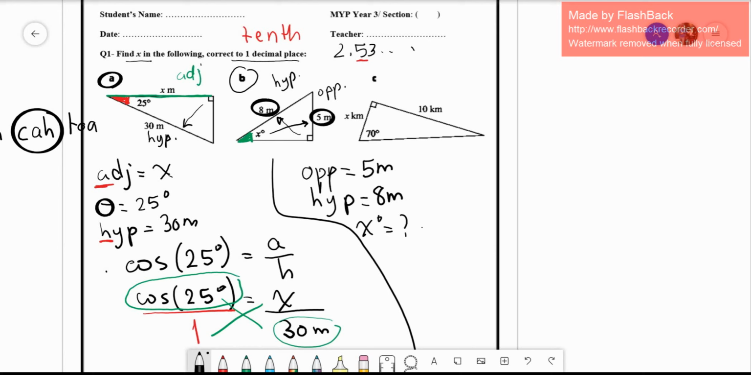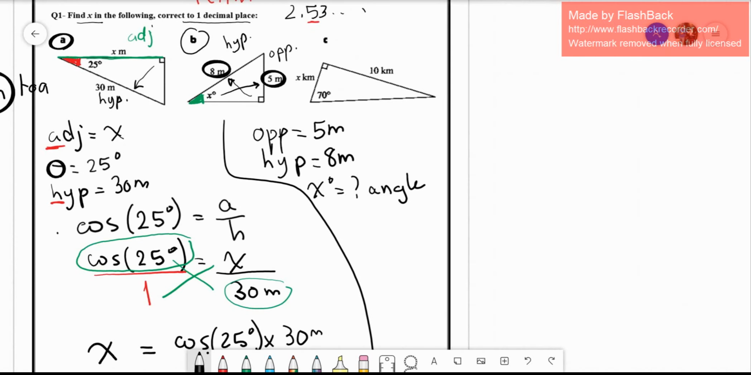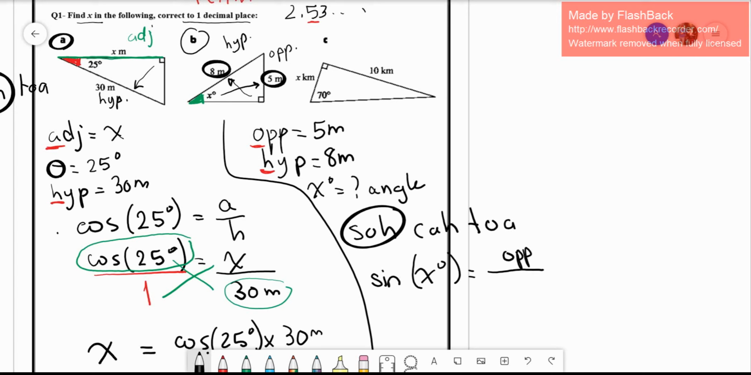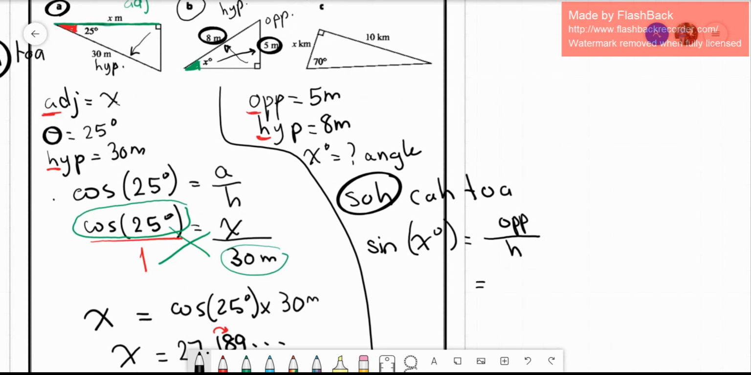We need to find the angle. Remember, when you want to find the angle, you're going to use the shift on the calculator, okay? I have opposite and I have hypotenuse. So what do you think? In SOHCAHTOA, which one will you use? O and H. Which one has O and H? So, therefore, I'm going to use the sine. So, sine of the angle x is equal to the opposite side over the hypotenuse, which is equal to, now I'm going to substitute the values in the ratio. The opposite is 5, the hypotenuse is 8. You see them? The opposite is 5, the hypotenuse is 8.